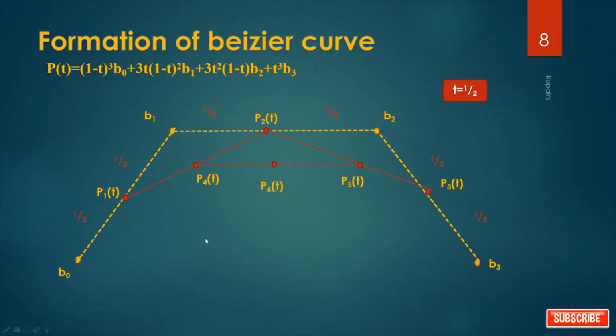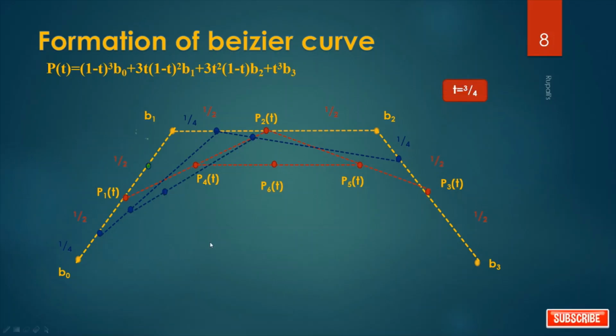Next, say the value of t is now 1/4. So, 1/4 of this line means here it is 1/4. This one is P1(t), this one is P2(t), and this one is P3(t). And after joining, I get P4(t) and P5(t), and finally after joining this I get P6(t). So here I get another point.